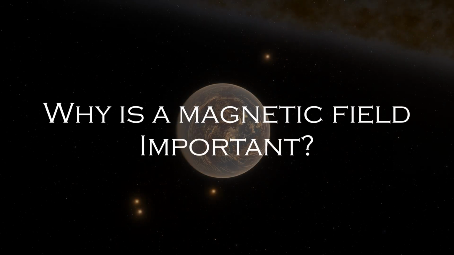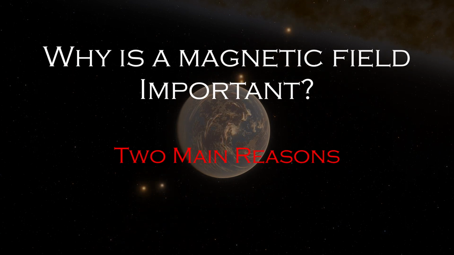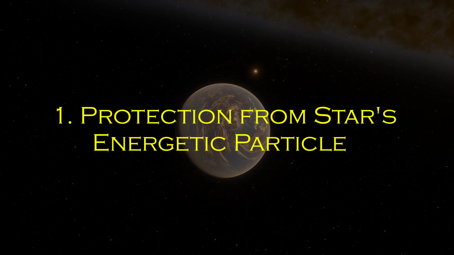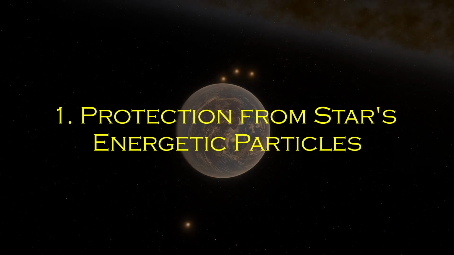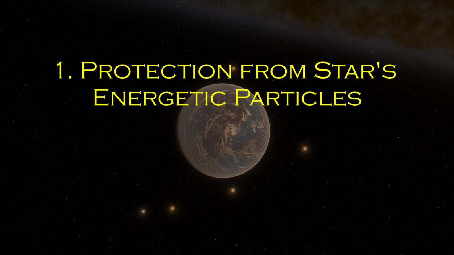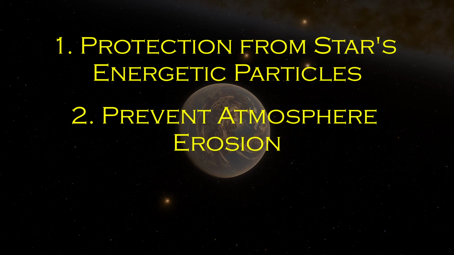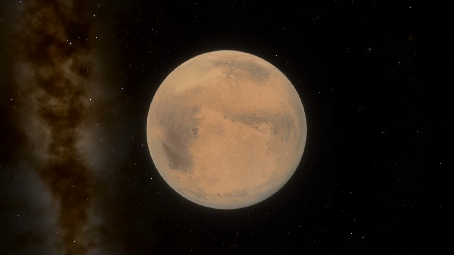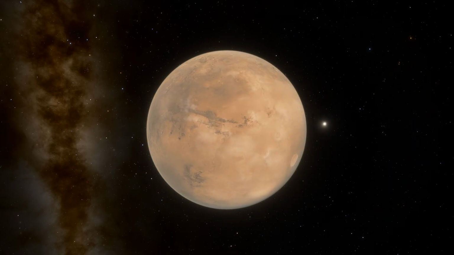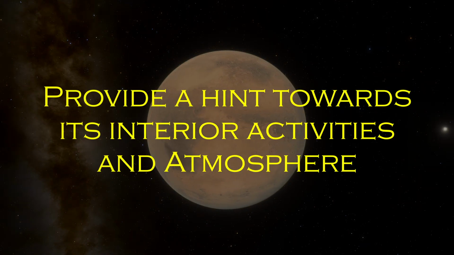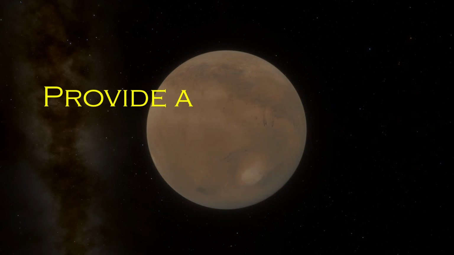Secondly, why is a magnetic field important for a planet? Well, there are two main reasons for that. The magnetic field protects the planet from the energetic particles released by the host star. Earth's magnetic field shields its surface from the highly energetic particles such as protons flying from the sun as a solar wind. The energetic particles have the potential to erode the planet's atmosphere as well. The best example for this is Mars in our solar system. So you can see why an exoplanet's magnetic field is an important attribute to study. Detecting an exoplanet's magnetic field will hint towards its interior activities and help us determine whether it has an atmosphere or not, which will then be directly connected to its habitability.